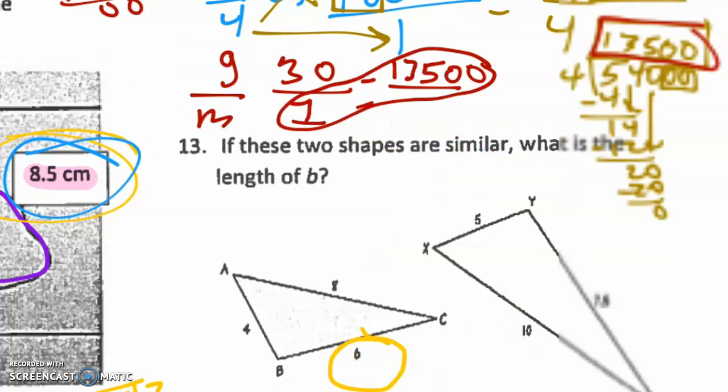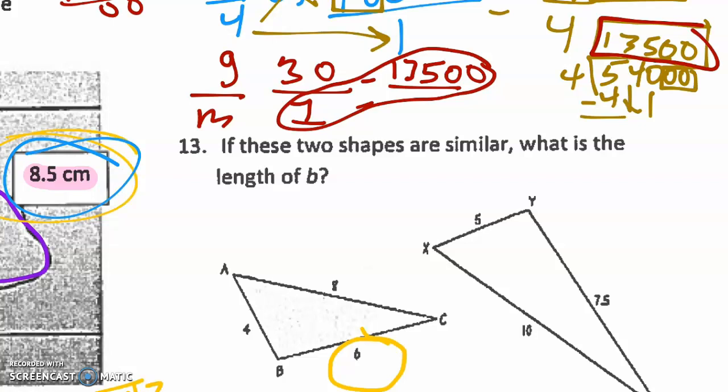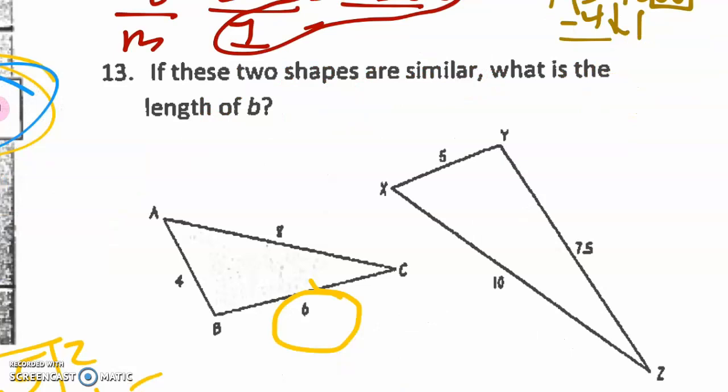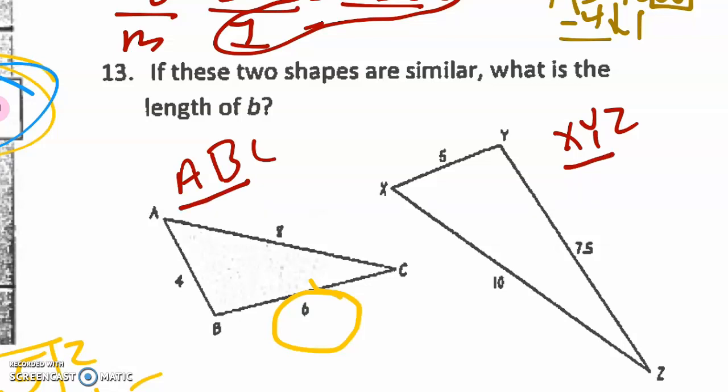Number 13. If these two shapes are similar, what is the length of B? B is right there in yellow. It looks like it's a 6, so actually there may be a typo in this problem. I'm not sure. So you got to see what matches. This is triangle ABC. This triangle over here is XYZ. So what that means is line AB and line XY are going to be corresponding. AB and XY.